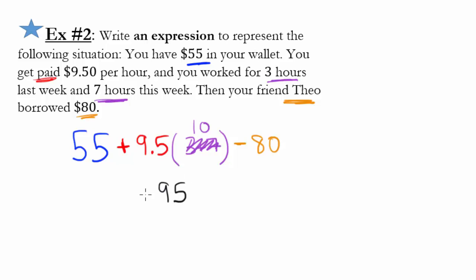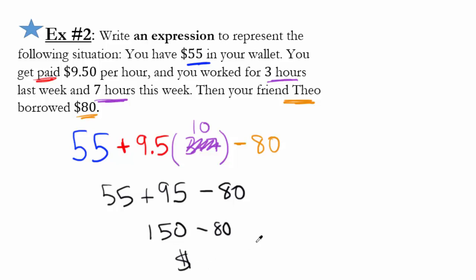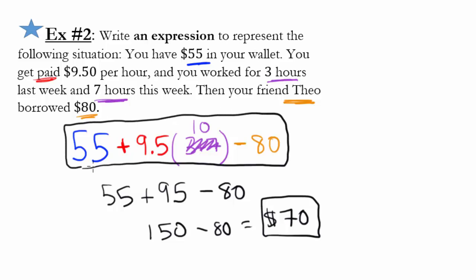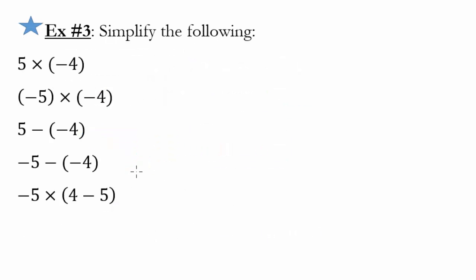That's so nice, right? So I have 55 plus 95 minus 80. 55 plus 95 is 150 minus 80. So you have left about $70, okay? So that's how much you have left. However, if you wanted to write an expression, right, it would be this up here, 55 plus 9.5 times 3 plus 7 minus 80.